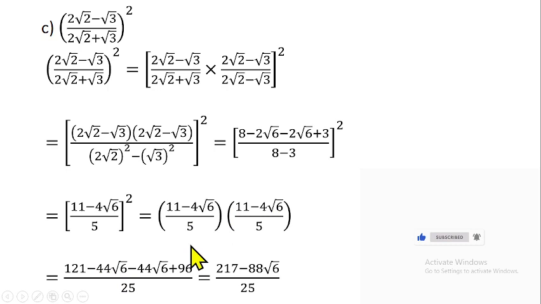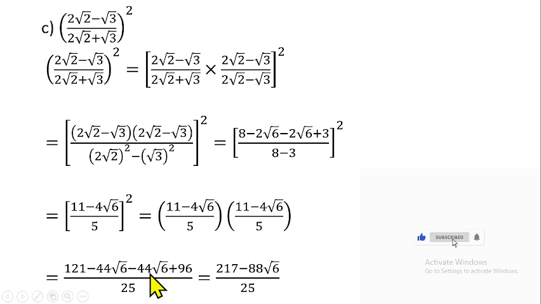Then also we have minus 4√6 times 11 here. That should give us minus 44√6. Then minus 4√6 times minus 4√6. Minus times minus will give us a plus. 4 times 4 will give us 16. Then √6 times √6 will give us 6. 16 times 6 will give us 96. Do we understand? Good. If you understand, then we can take like terms. 121 plus 96 will give us 217. Can we add these two surds? Minus 44√6 minus 44√6, what would that give us?